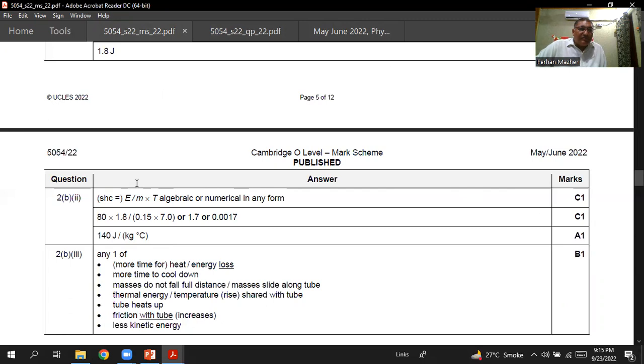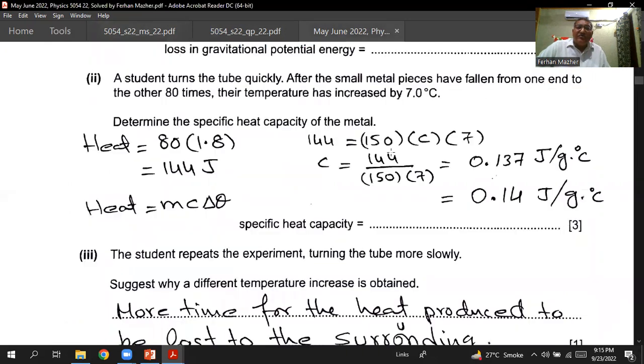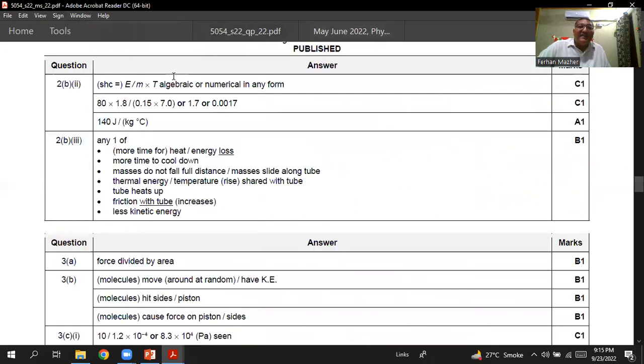Okay. So this is the marking scheme of question number 2. If you find this different from the answer which we gave, the reason is very simple. Our units are joules per gram per degree centigrade. Okay, their units, the answer is in kg.